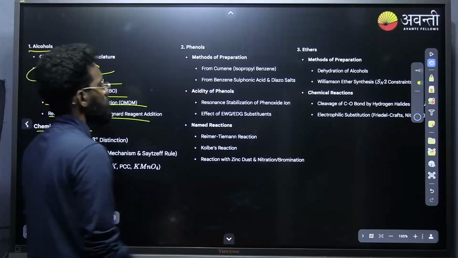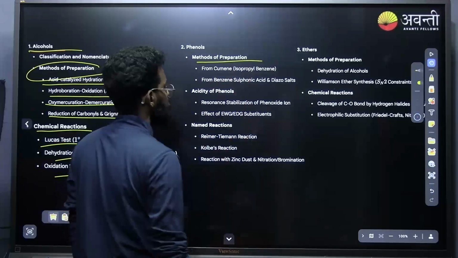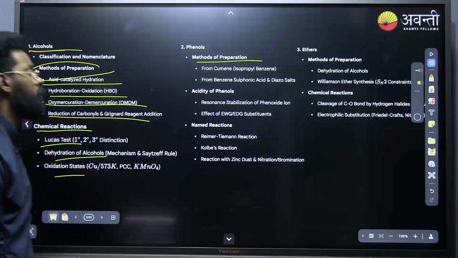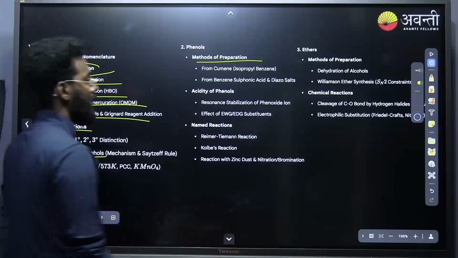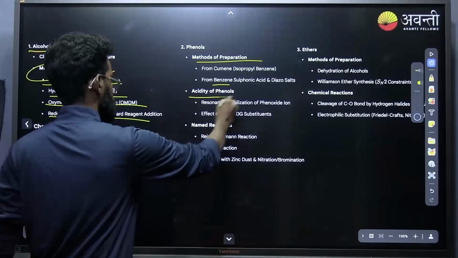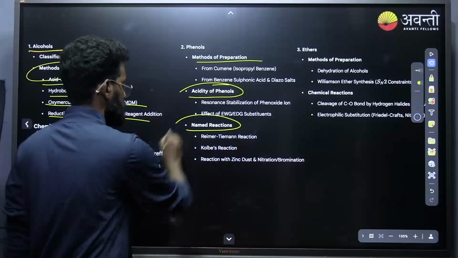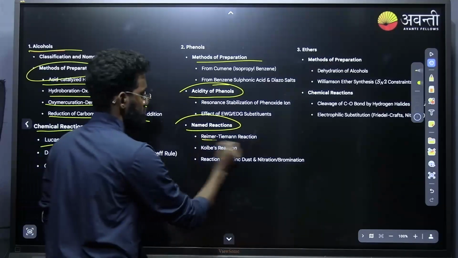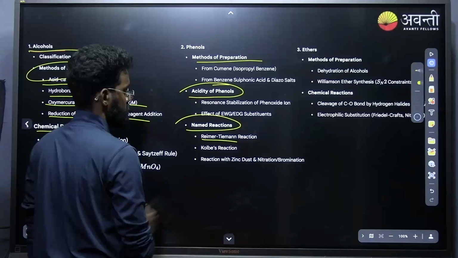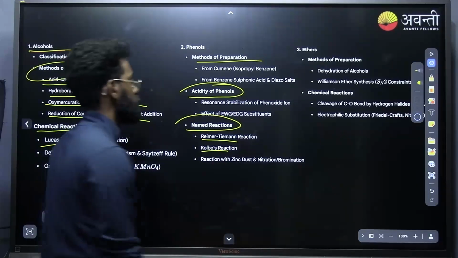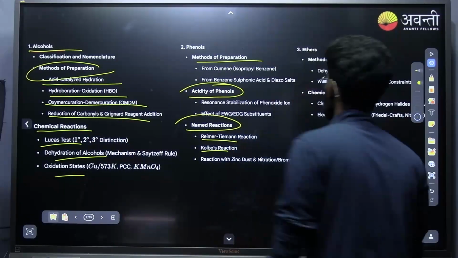Now coming to the phenol. The basic thing is the method of preparation of phenol from cumene, or from benzene sulfonic acid and diazo salt. Next comes the acidity of phenols. Then the name reactions. There are two important name reactions: one is the Reimer-Tiemann reaction, or RTR reaction, then Kolbe's reaction. These are the two important name reactions we will be discussing in phenols.